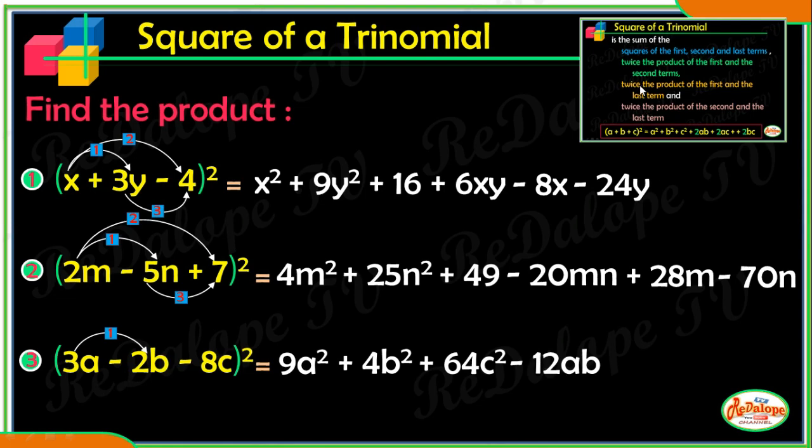For the fifth term, twice the product of the first and the last term. So we have 3a times negative 8c, so that is negative 24ac times 2, so that is negative 48ac.